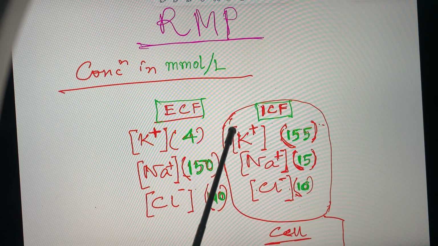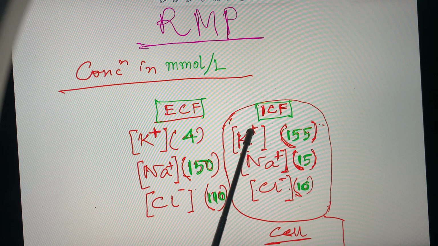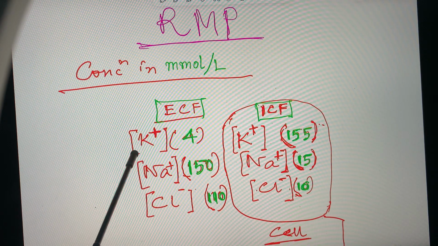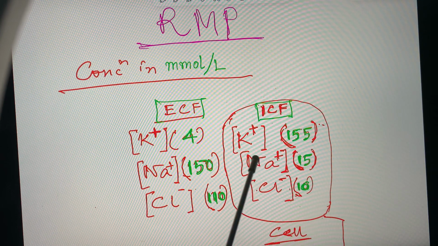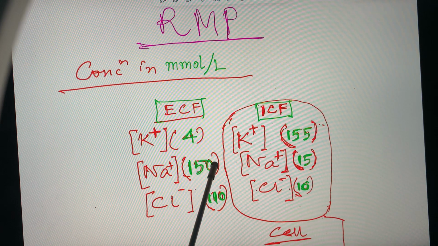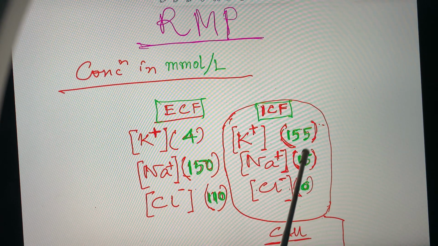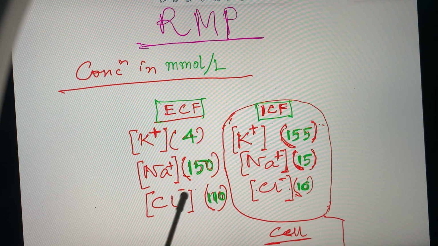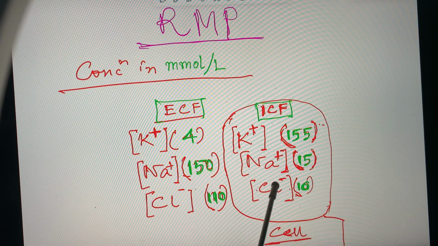If you compare, potassium concentration in the intracellular fluid is 155 millimole per liter, whereas outside the cell, potassium concentration is 4 millimole per liter. In case of sodium, outside the cell, the concentration is 150 millimole per liter, but inside the cell it is 15 millimole per liter. Whereas in case of chloride, outside is 110 millimole per liter, and inside is 10 millimole per liter. Chloride concentration inside the cell is 10 millimole per liter.